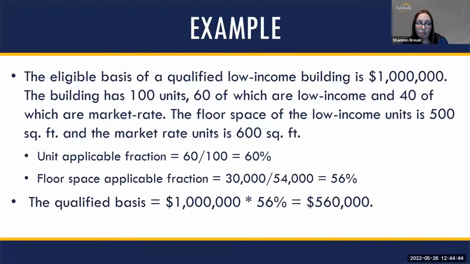And then the floor space applicable fraction is 30,000 over 54,000, or 56%. And that 30,000 is computed by taking the 500 per unit square feet of the low-income units times the number of low-income units. We have to take the smaller of these two fractions as our applicable fraction. So we have to use the 56%. And taking the 56% times the eligible basis of $1 million, we have $560,000 as our qualified basis. So maybe that makes a little bit more sense seeing it in an example.